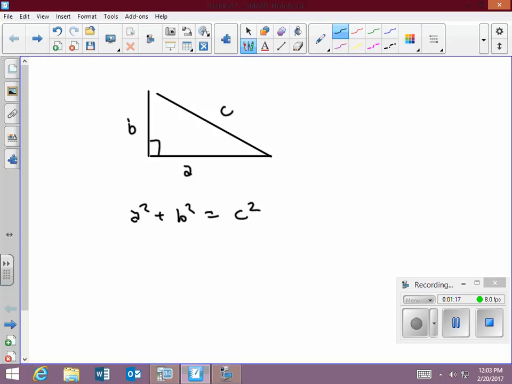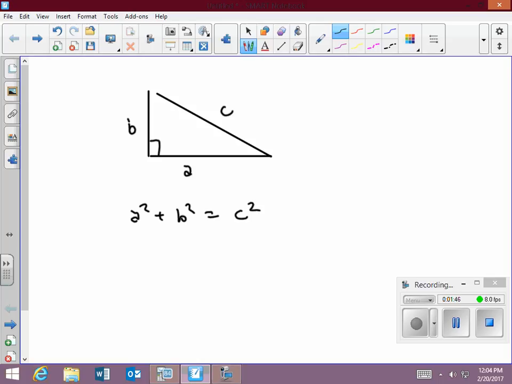What page number? 141. Oh, 130, so 134 is where that formula is. And then there are special right triangles on page 137.